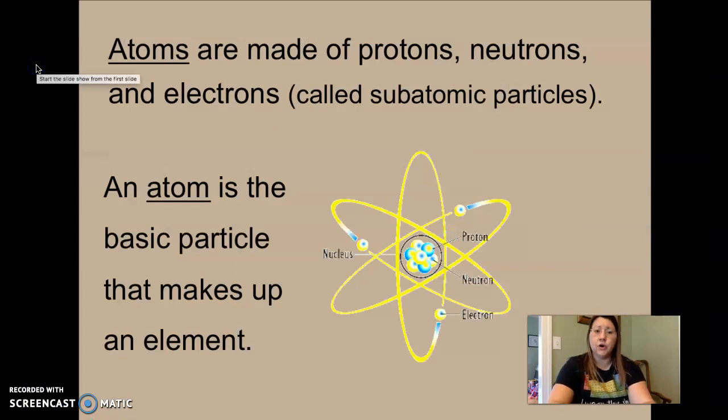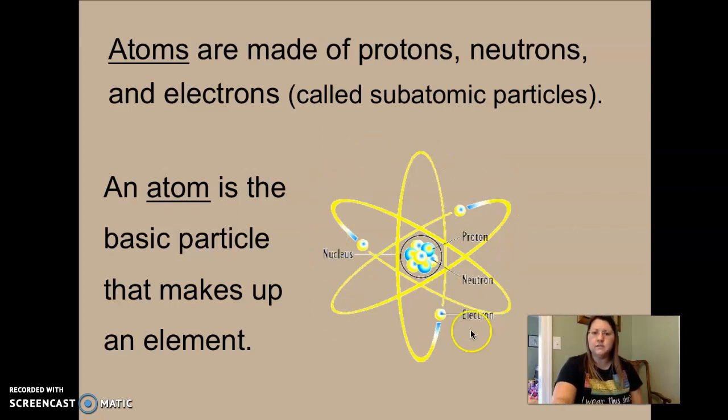Atoms are small particles that make up elements. Atoms are made of three subatomic particles: protons, neutrons, and electrons. You may have heard of those. The stem sub means under, so literally subatomic means below the atom. Within the atom, these subatomic particles have specific types of structure and specific locations.